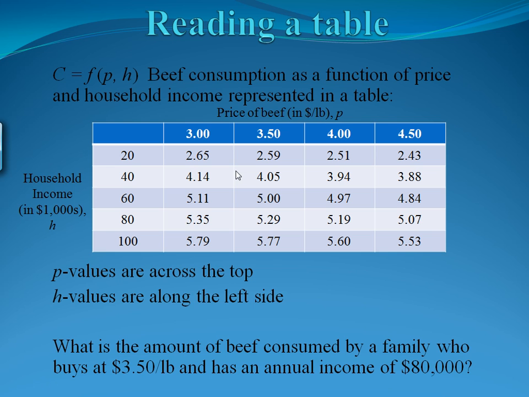So what if we wanted to talk about the amount of beef consumed by a family who wants to buy at $3.50 a pound and has an annual income of $80,000? So $80,000 is represented right here by this 80, by this row, okay? And then $3.50 is represented by this column, so we look for where they intersect. So $80,000, this row, $3.50, this column, their intersection is 5.29. So that tells me that if we're going to buy at $3.50 a pound and we make $80,000 a year, we will buy 5.29 pounds of beef a week.